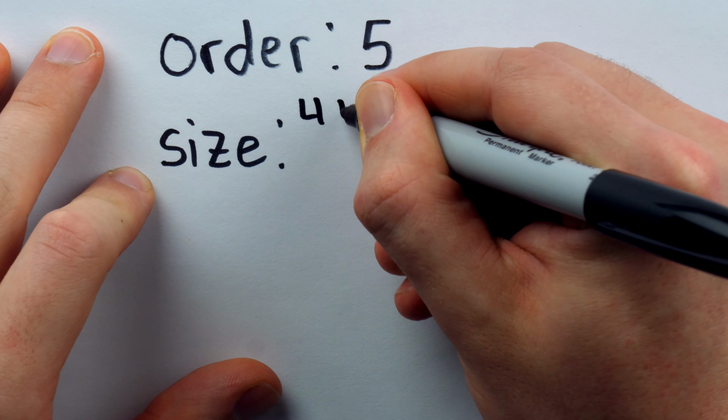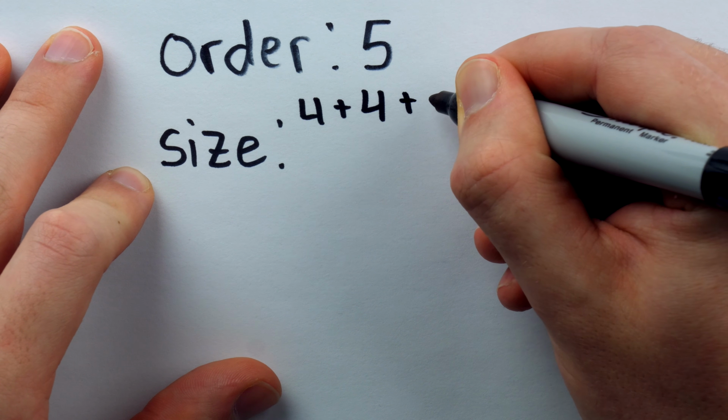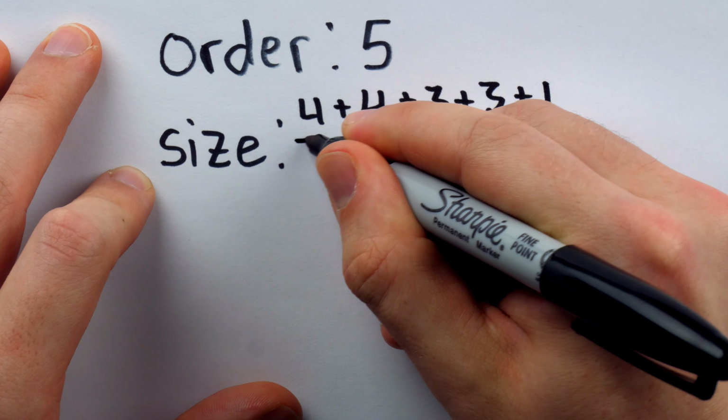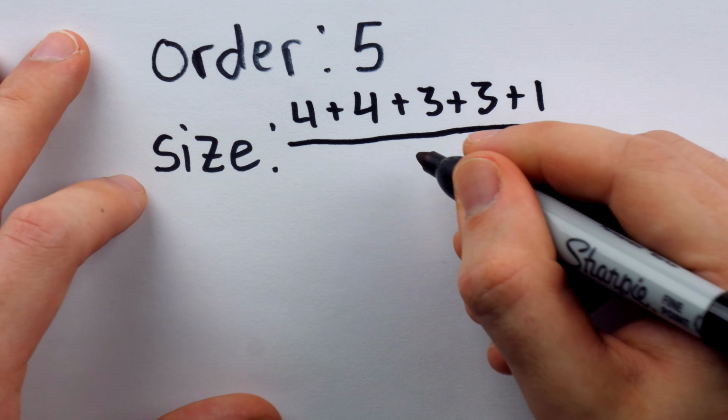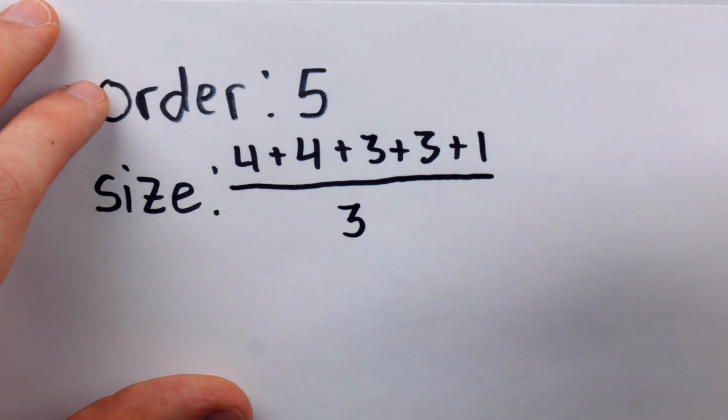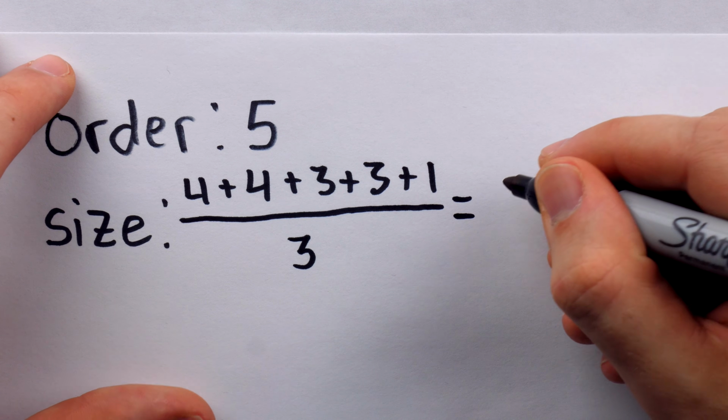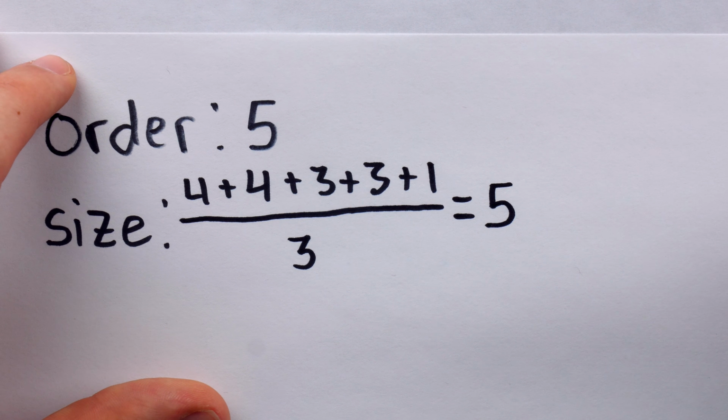So in total, 4 plus 4 plus 3 plus 3 plus 1. We then have to divide by the order minus 2, that is 5 minus 2, which is 3. This comes out to 15 divided by 3, and so the size of the mystery graph is 5.